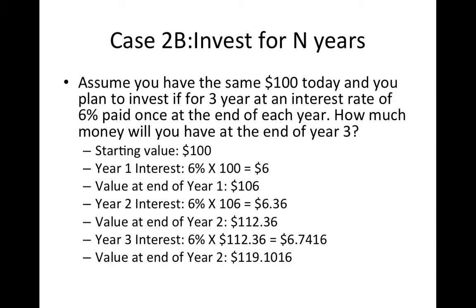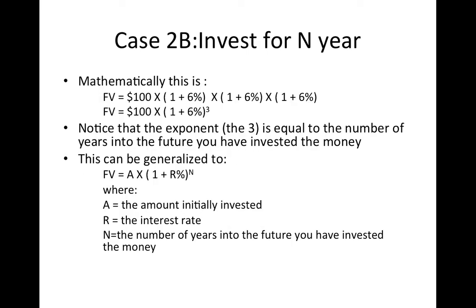So again, we have gone through a similar process. Didn't really change our method at all, but hopefully that tells us something about what happens as we go adding years to this. So again, mathematically, this really is the 100 times 1 plus 6% times 1 plus 6% times 1 plus 6%. Simplifies to 1 plus 6% to the third power.